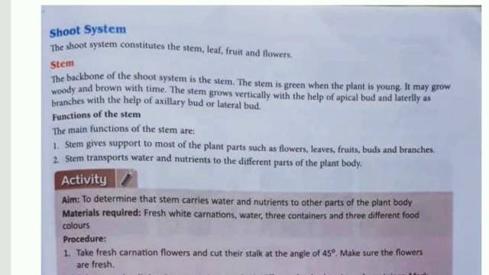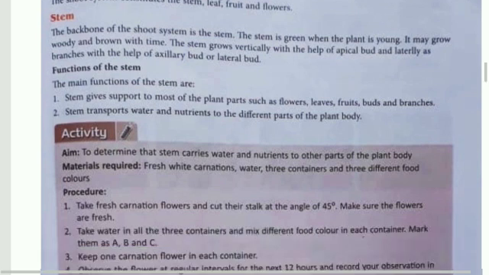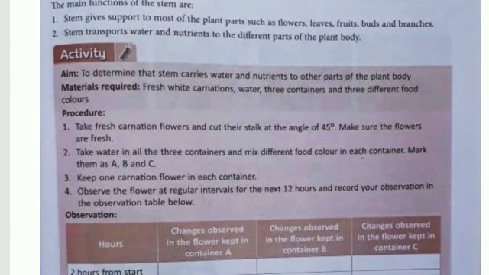So stem transports water and nutrients to the different parts of the plant body. Hope you understand. Now there is an activity to show that stem carries water and nutrients. Nutrients means when water is absorbed from root, some minerals are also dissolved in that. Even some fertilizers and minerals all are dissolved in water, and through water it comes into the plant.